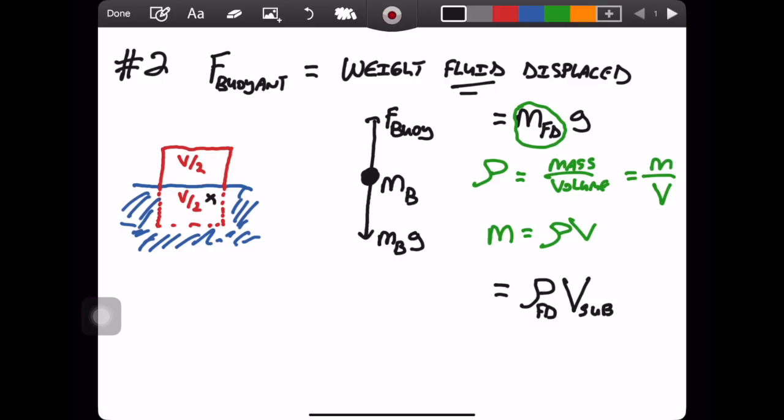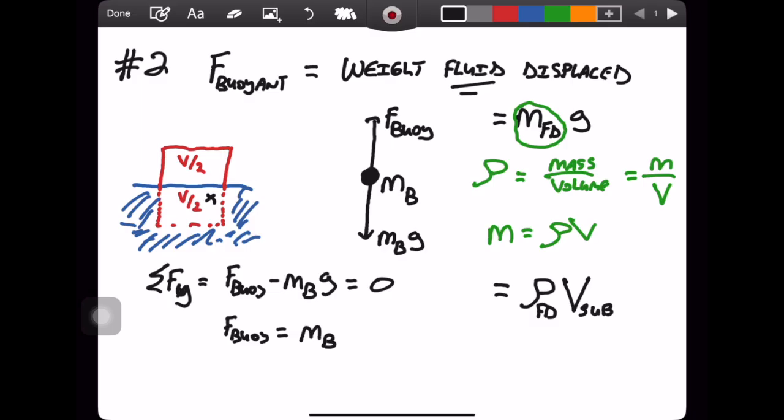So if we've got a sum of our forces in y equal to the buoyant force, which is positive, and the weight of the block due to the gravitational force towards the center of the Earth, that's downward, that's negative, so that's minus m_B g. Since we don't have any acceleration, this is going to be equal to 0, which is to say that the force of buoyancy is equal to the mass of the block times g.